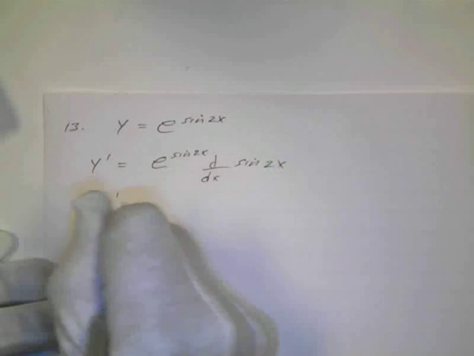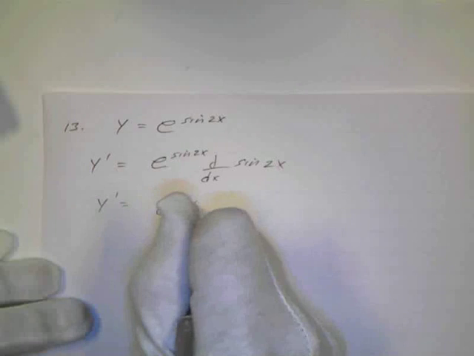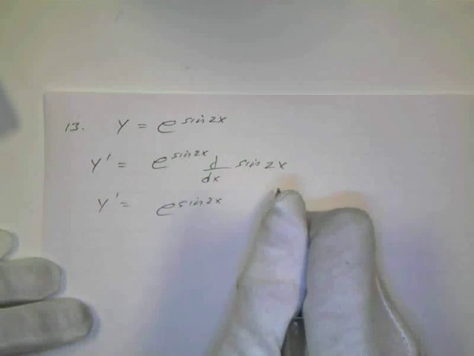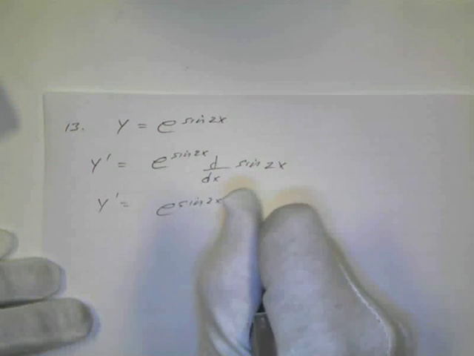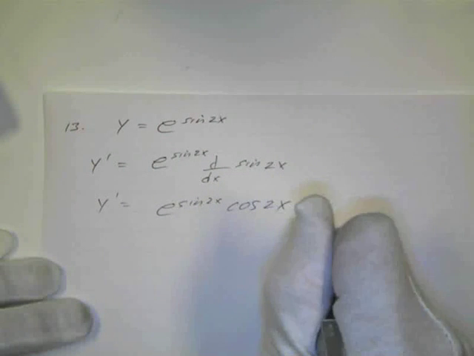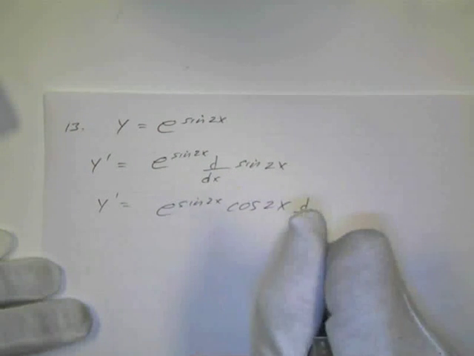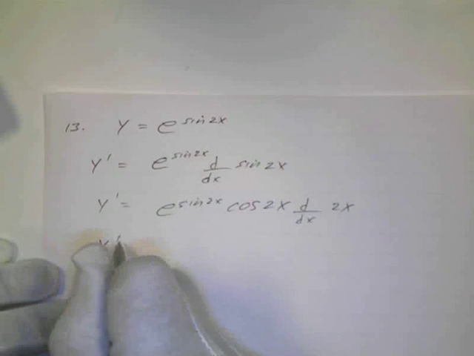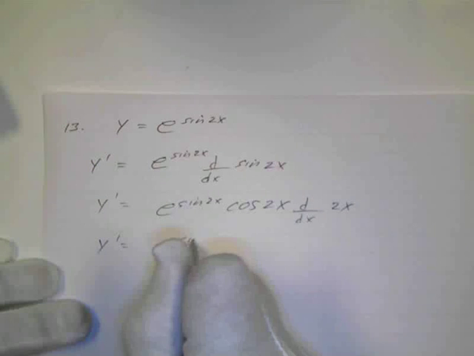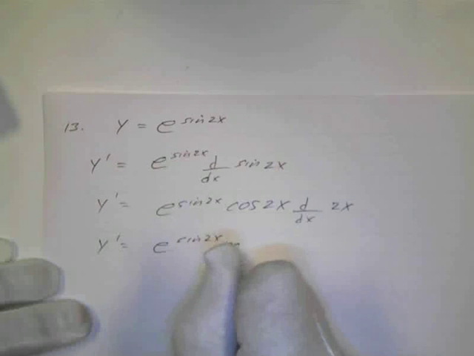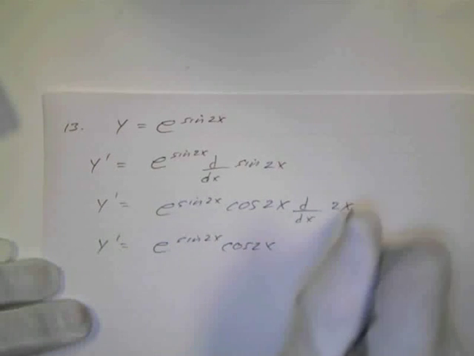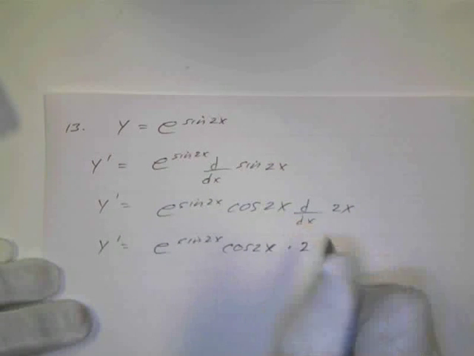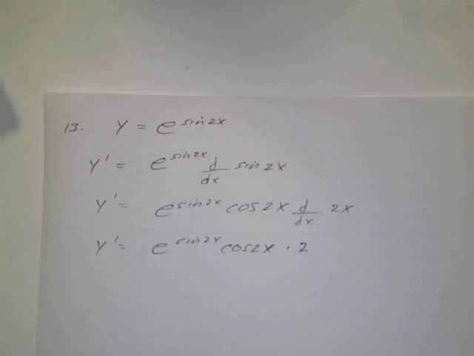So y prime will equal e to the sine 2x, and what's the derivative of the sine of 2x? That's just going to be cosine of 2x times the derivative of what's inside that cosine, which is 2x. So that's going to end up equaling e to the sine 2x cosine of 2x, and what's the derivative of 2x? Just 2. So another double chain rule application.